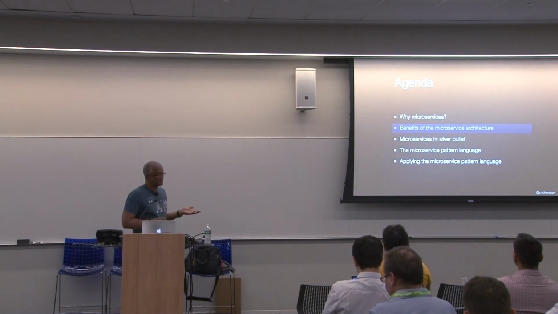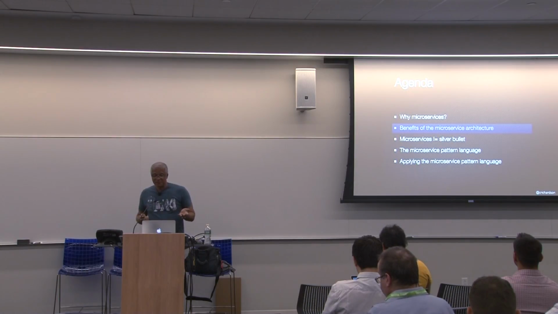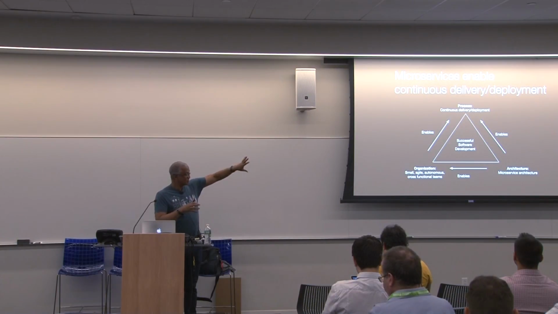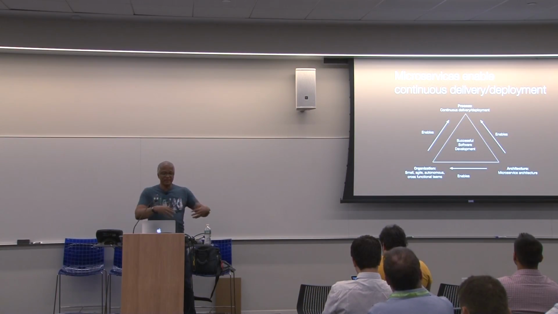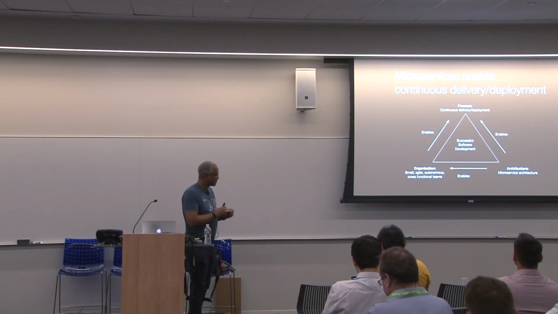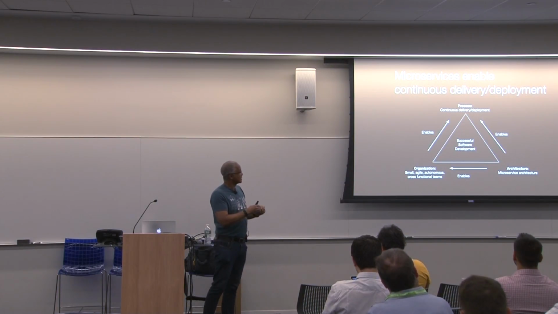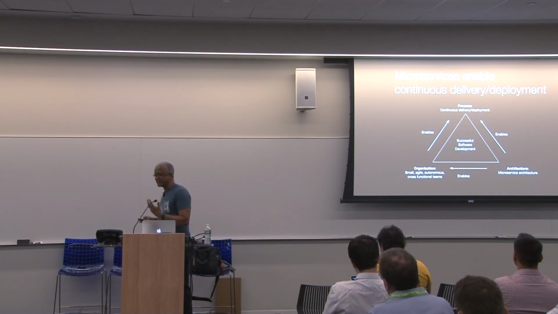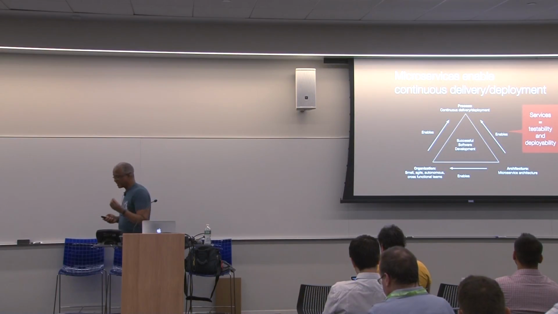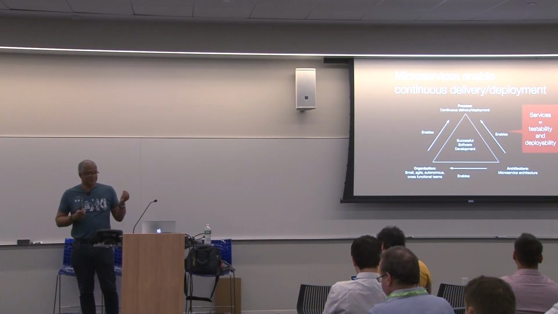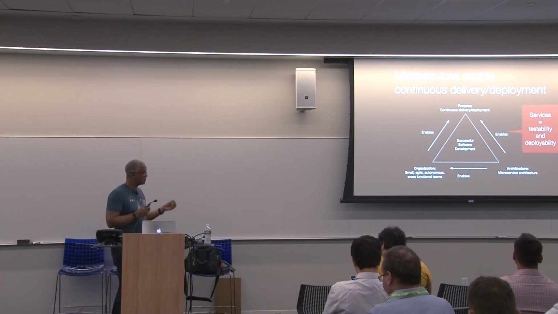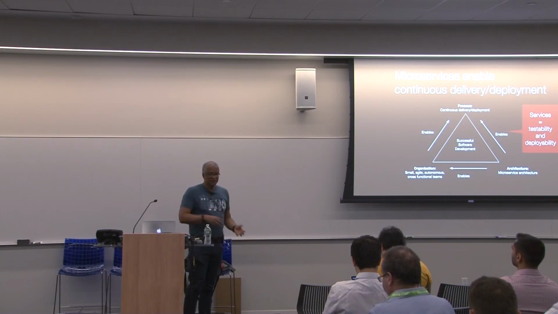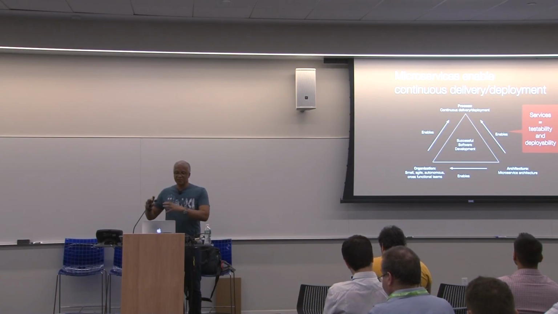So let's look at the benefits. Why on earth would you want to do this? Well, going back to this triangle showing what you need in order to develop software faster without breaking things, the microservice architecture directly enables this because the architecture gives you much better testability and much better deployability. So the individual services can be tested in isolation and they can be deployed independently from one another.